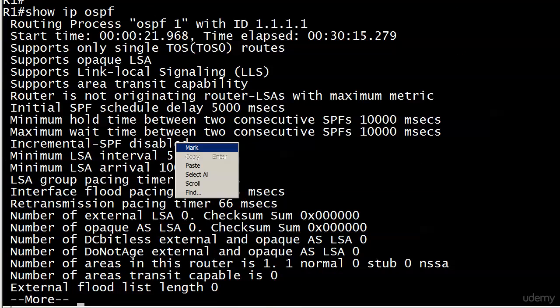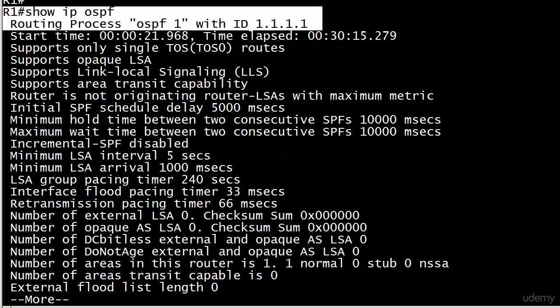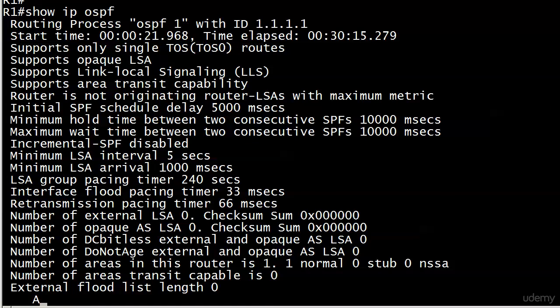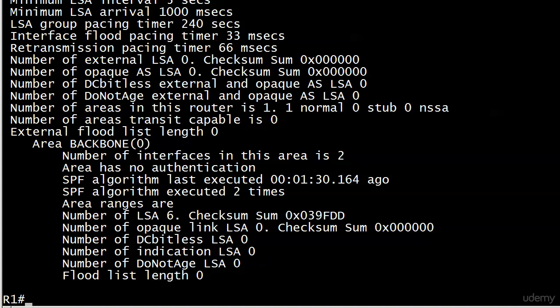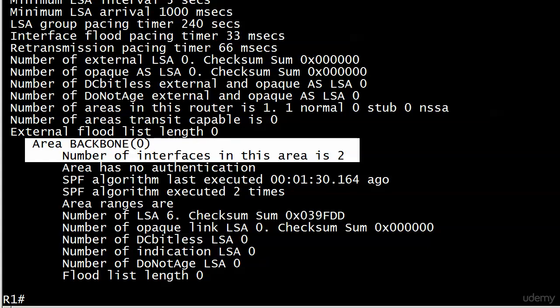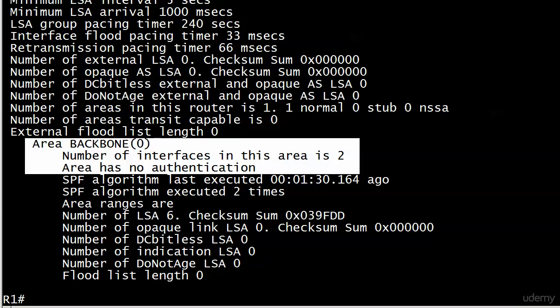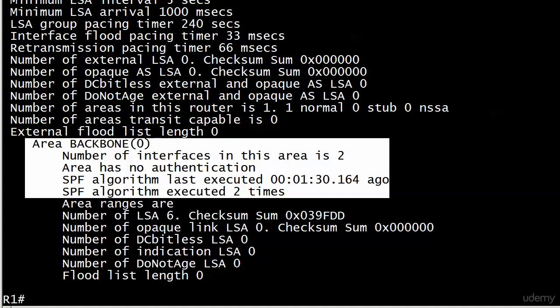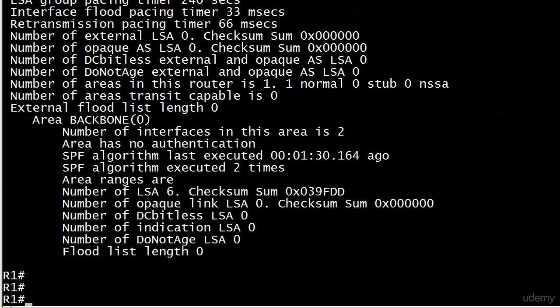Like I said, a lot of stuff here in the middle, frankly, you're not gonna use a whole lot at this point, but it does give you your router process, your start time, your elapsed time, and then way at the bottom, it's gonna give you your information here about each area, and we'll see this expand as we add areas, because we're gonna add quite a few. Now router one has two interfaces in this area, no authentication, you see when the SPF algorithm was last executed, and then it's been executed two times to this point.